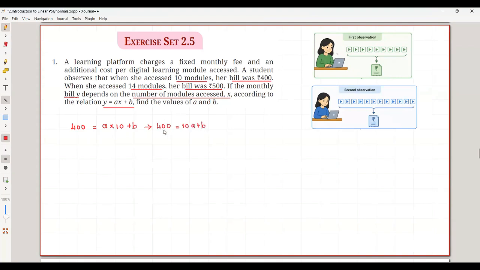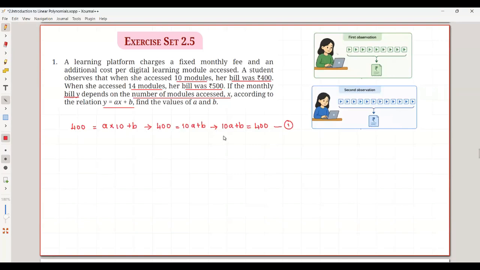I'm exchanging the constant to this side. So again, I can write this as 10a plus b is equal to 400. I'm rearranging and taking this as equation number 1. So 10a plus b is equal to 400, from the given condition.